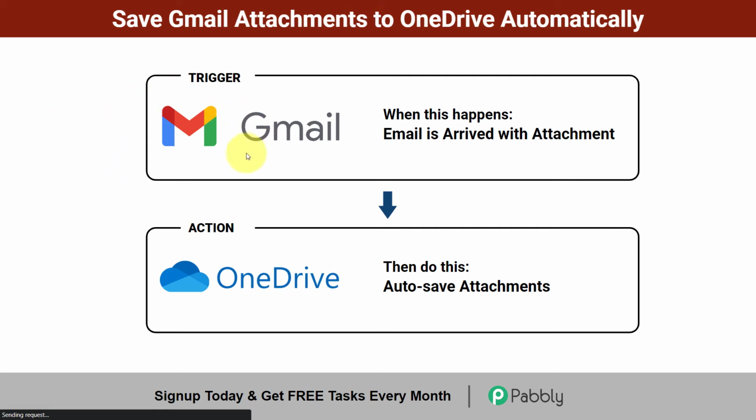In this video, I will show you how to integrate Gmail and OneDrive and start saving your Gmail attachments to OneDrive automatically. Every time a new email arrives with an attachment in your Gmail account, we will automatically save that attachment into our OneDrive account. In this way, you can create a backup of all the important documents or attachments in your OneDrive account automatically.